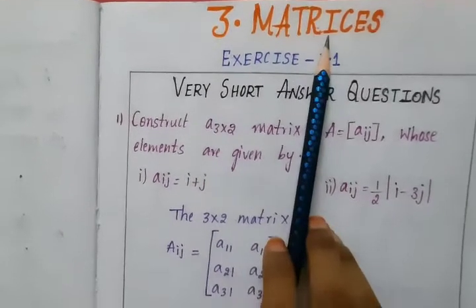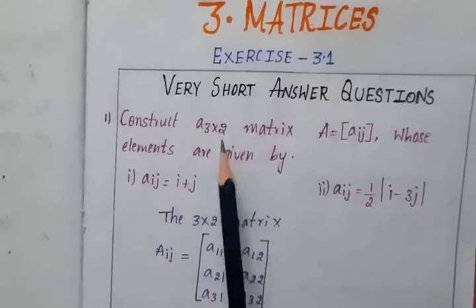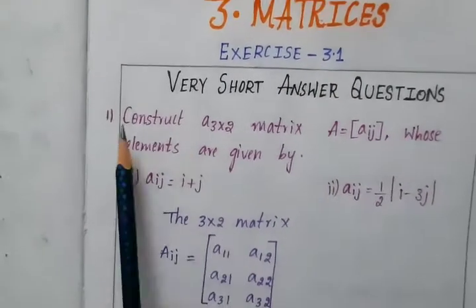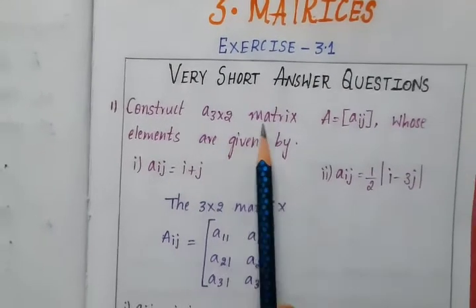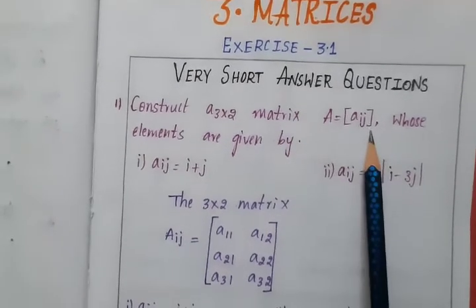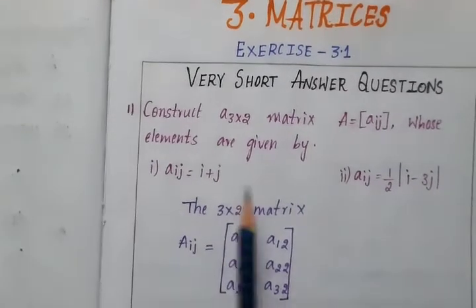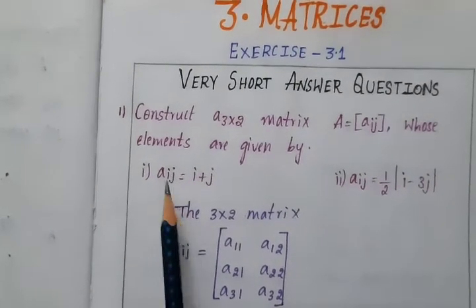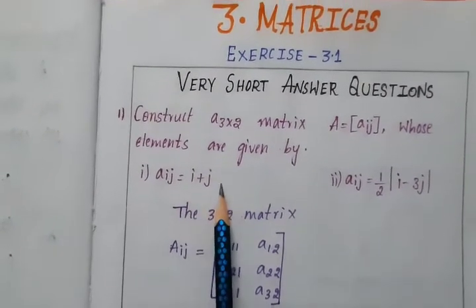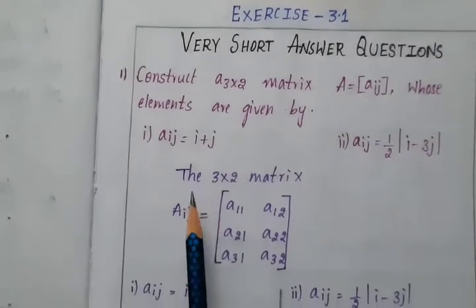Chapter 3 Matrices, Exercise 3.1, Very Short Answer Questions. First question. Construct a 3x2 matrix A equal to Aij whose elements are given by. In this question, two sub-questions are there. First question. Aij equal to i plus j. Solution for this.